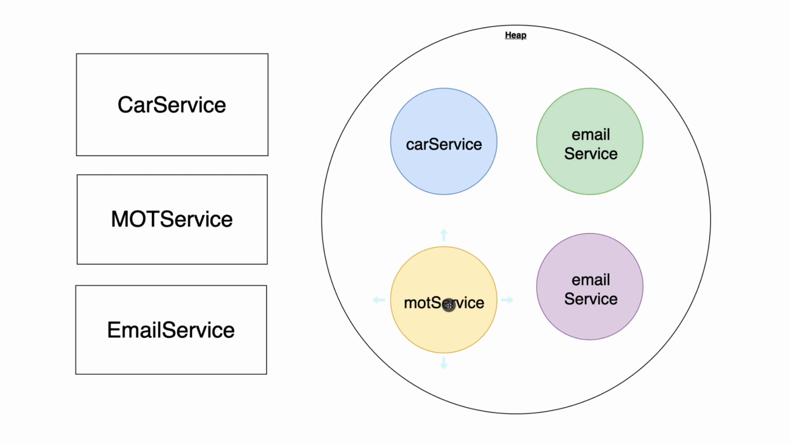And you also saw that MOT service might want to send an email, for example, if the car has an issue with the tires, for example, or something is wrong with the car. Maybe this service class might want to send an email using this service in here. Then the same with car service. So maybe car service needs to send an email for whatever reason. Then you can see that we might actually have duplicates in here. So have a look. Email service is actually twice inside of the heap.